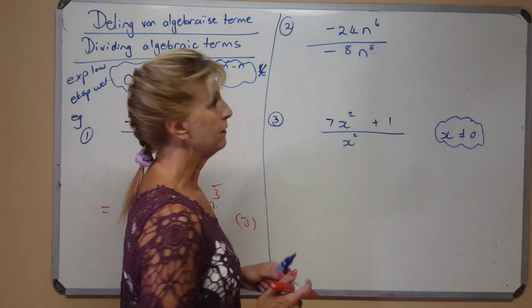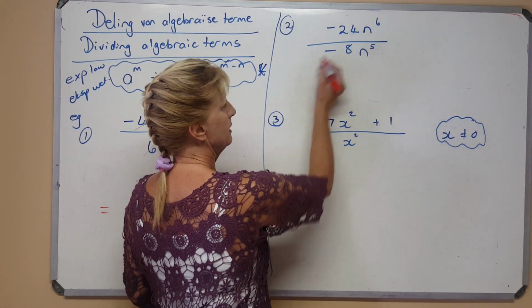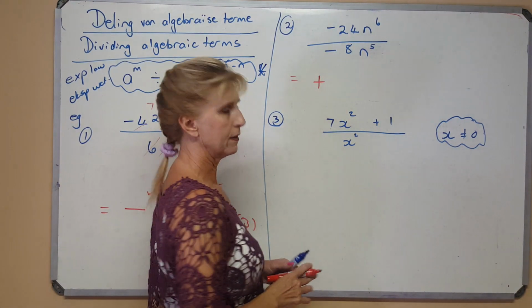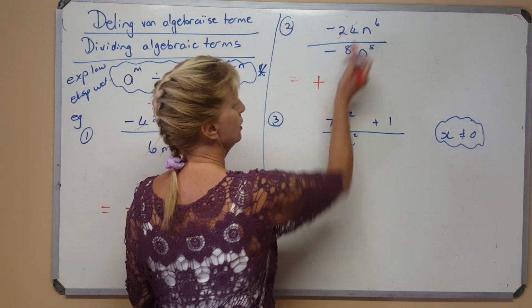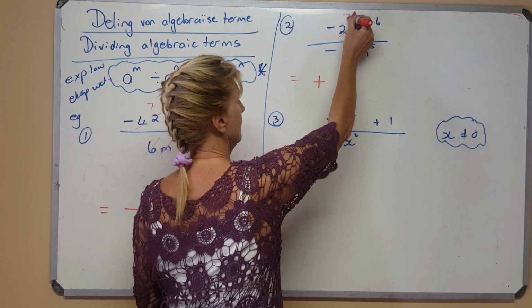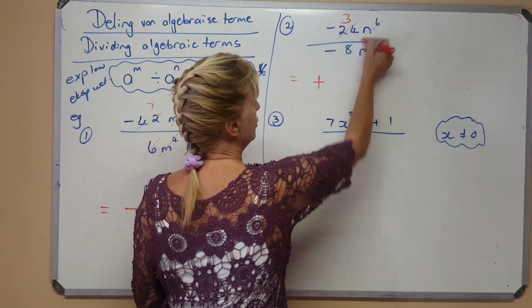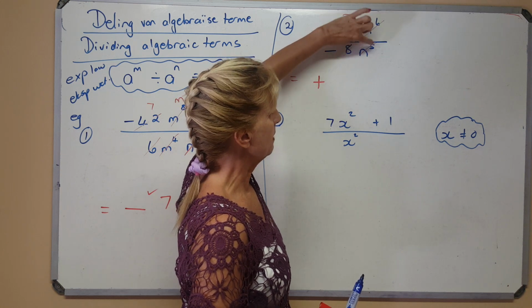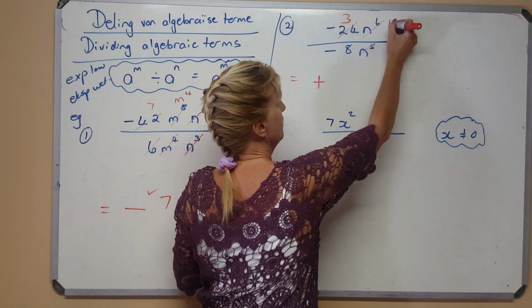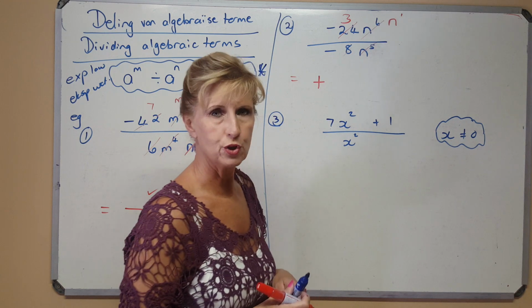Selfde ding, ons doen gou weer. So eerstens gaan ek sê 'n min gedeel deur 'n min is 'n plus. Write the plus there if it helps you. En dan weet jy dat 8 gaan in 24 in 3 keer. And if you divide, you subtract your exponents, so it's going to be what's left. 6 minus 5 is going to be into the 1 that's left, which you don't have to write.